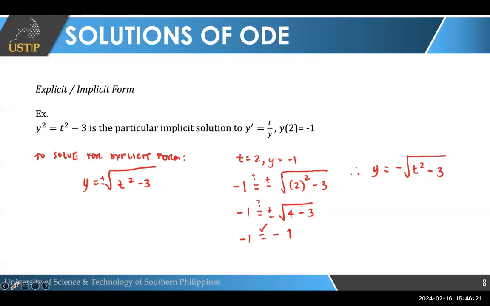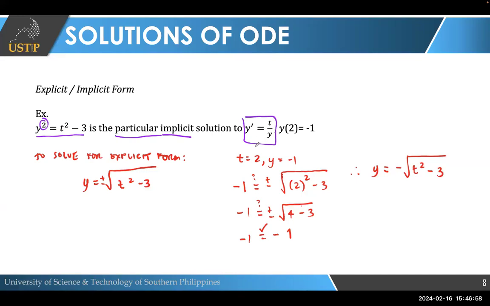Let's have this one. Y squared is equal to t squared minus 3. Is it the particular implicit solution? Yes, it is particular because there is no constant. Next, it is implicit, because although your y is on the left side, it is raised to the power of 2. So it is the particular implicit solution to our differential equation, y prime is equal to t over y.